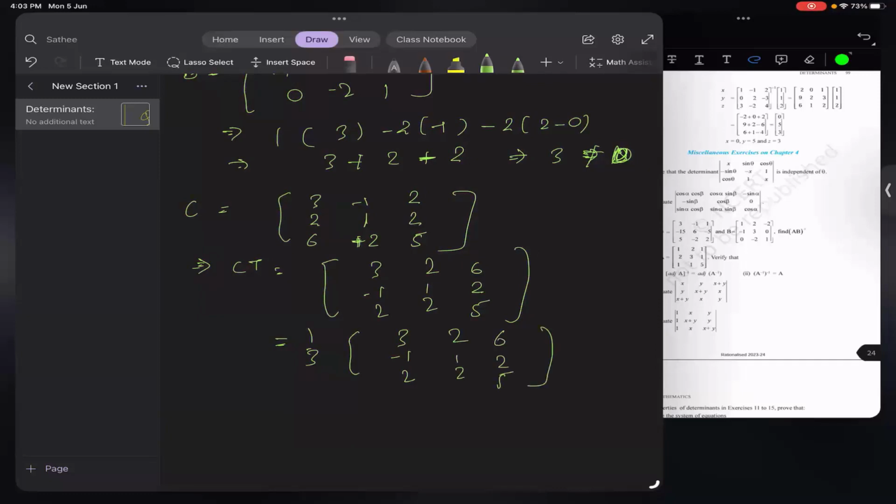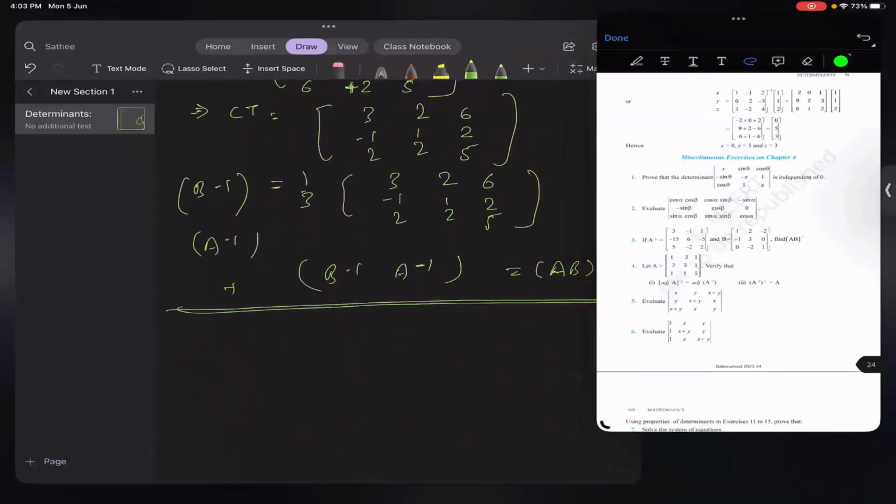So you have finally got the B inverse matrix, and A inverse is already given. So finally you can multiply this B inverse and A inverse, and this would be your AB whole inverse matrix. So that's all about this question.